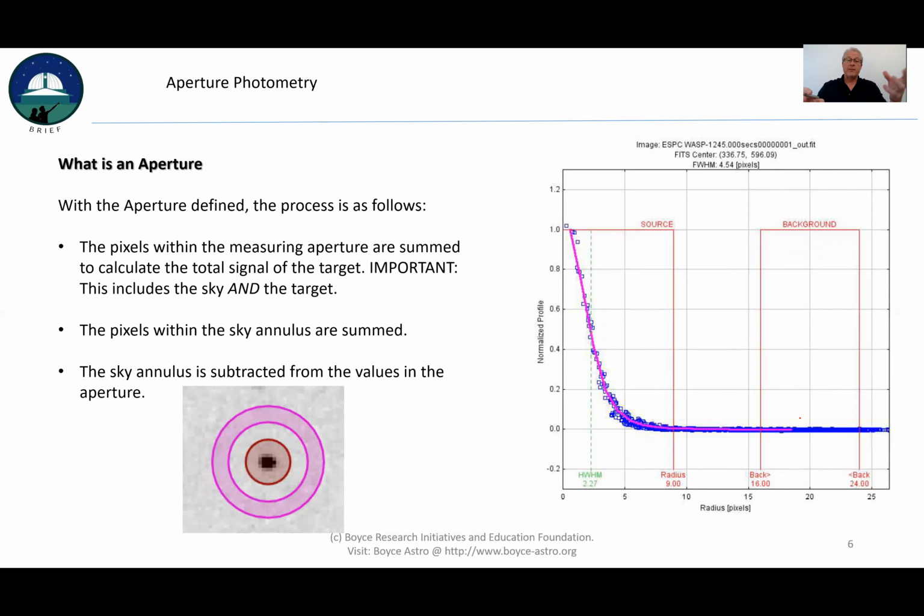With the aperture defined, the process is as follows. The pixels within the measuring aperture are summed to calculate the total signal of the target, and that includes the sky and the target. The pixels within the sky annulus are summed and then subtracted from the values, and that gives us the total star.